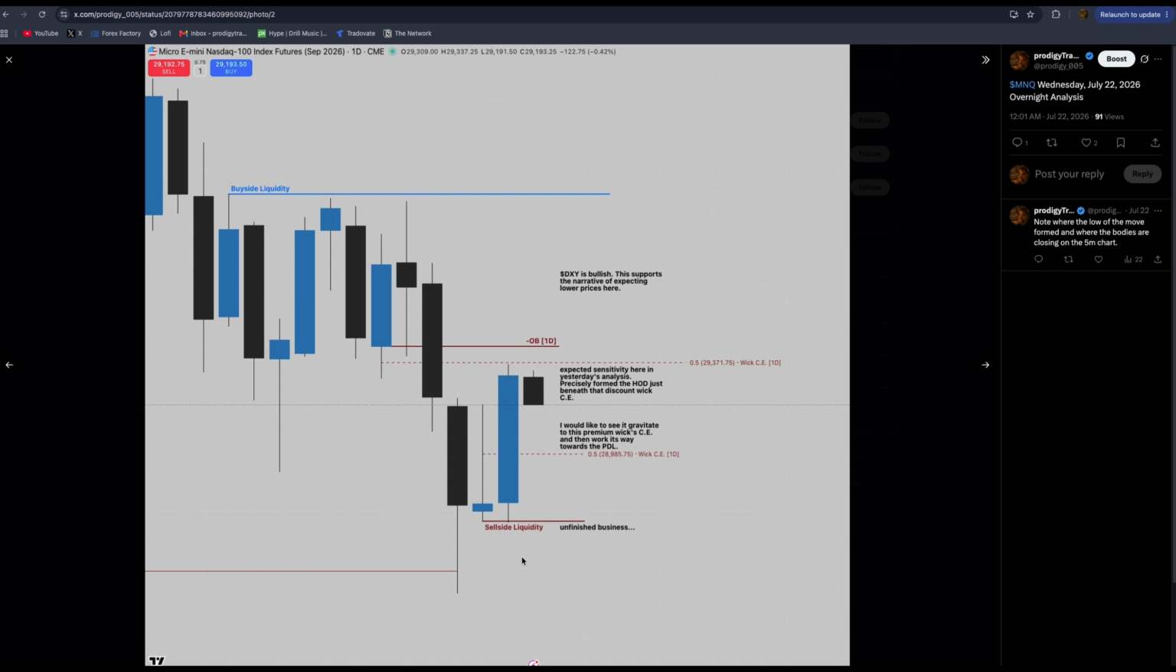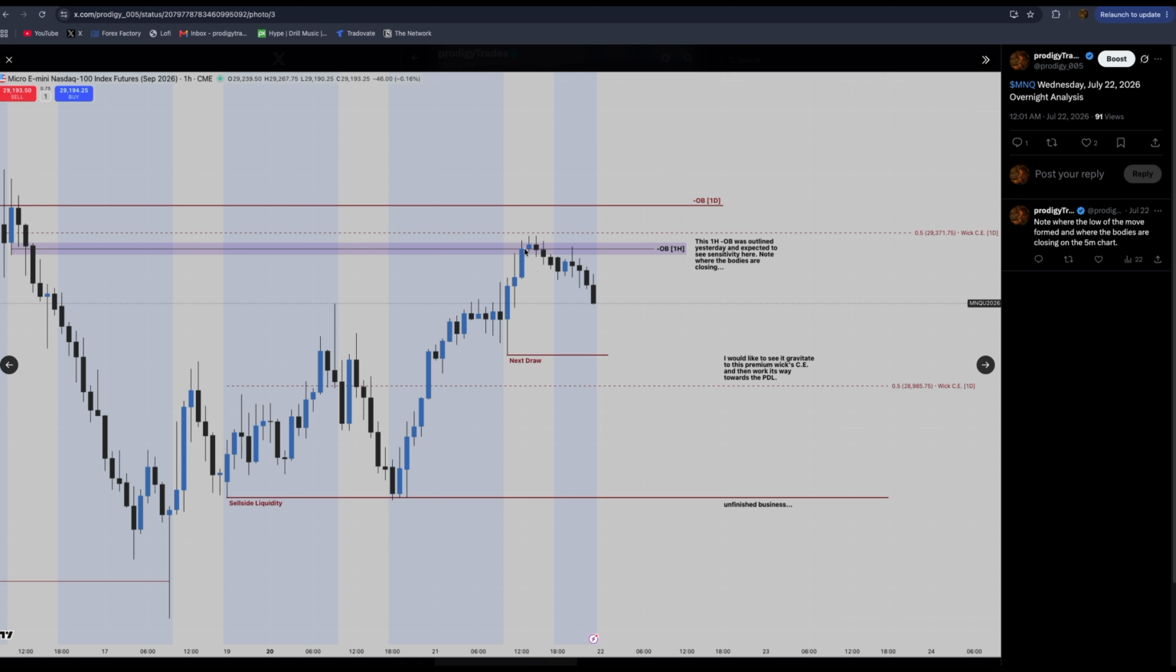All right, looking at the hourly chart for Wednesday's analysis, look how cleanly the bodies are respecting that hourly bearish order block defined. The bodies are lying beneath the opening price of that candle, which is an algorithmic sign of weakness. Again, couldn't reach that midpoint of the wick on the daily chart. And then we have this swing low here, which was the next draw for me at the time.